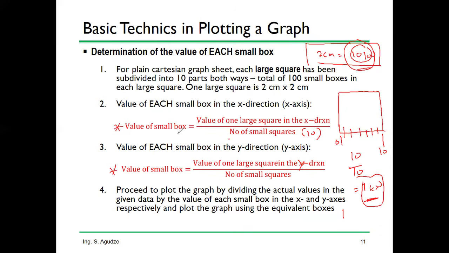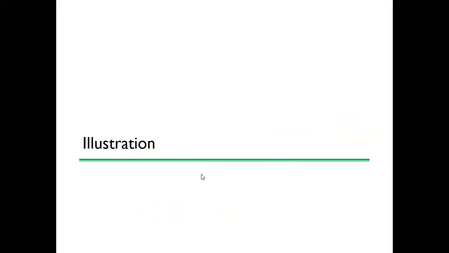So you now pick the actual values you are going to plot and divide by the value of the small box in either way, and then you now plot in boxes instead of the actual values. And when you're able to do that, you'll be able to have a very high accuracy in plotting and high precision also, even with plotting in pencil. Right. So let's see a typical illustration.